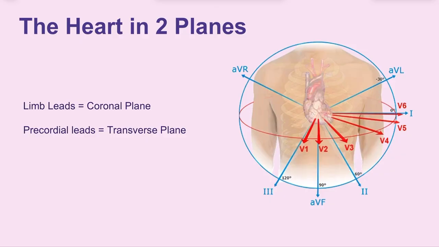So we have all these electrodes that we place on the body that allow us to see the heart in 2 different planes. The planes are the limb leads, which create the coronal plane, which is this outer circle here, and then the precordial leads create our transverse plane going around the side.